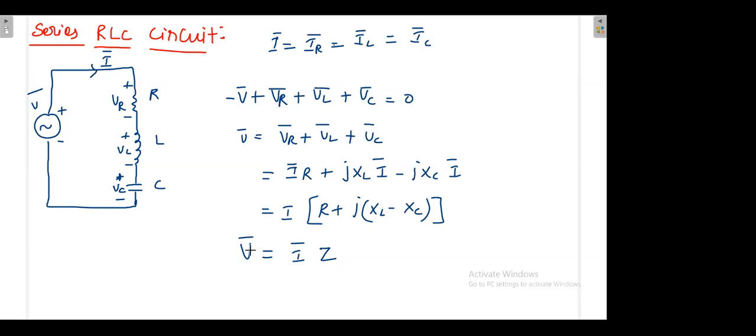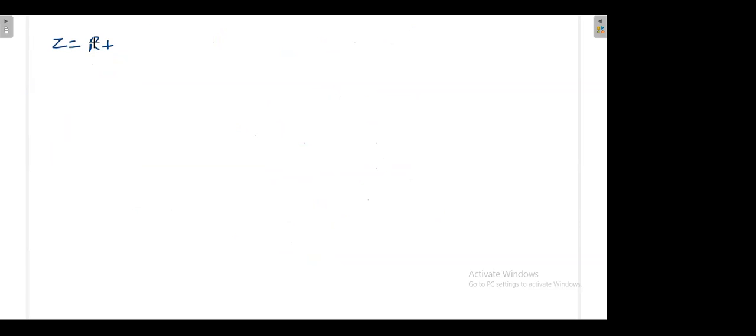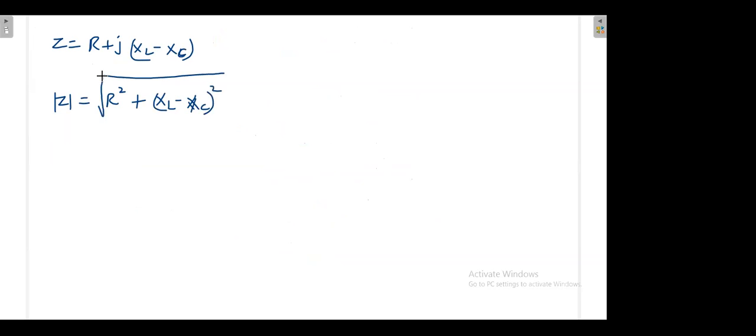Now V is equal to I into Z, and Z you can represent like this: Z is equal to R plus j(XL minus XC). Then how to find the magnitude? The magnitude is the square root of R square plus (XL minus XC) whole square. Even if XC is greater, no problem, because ultimately you are going to square it.